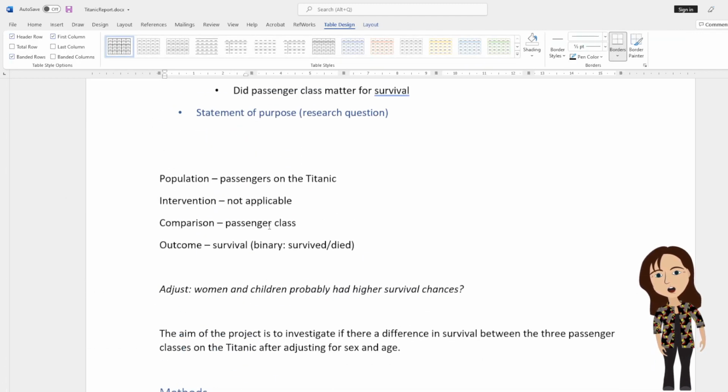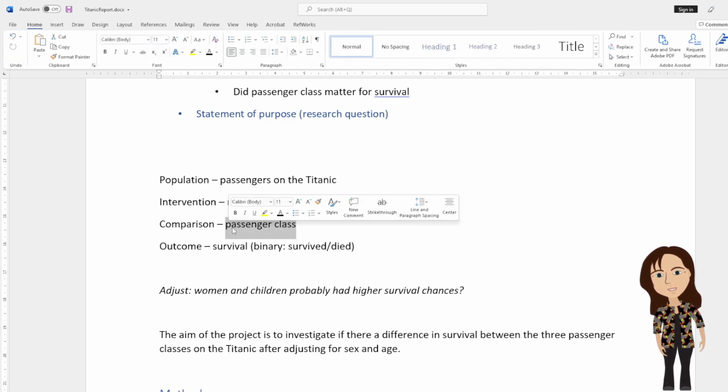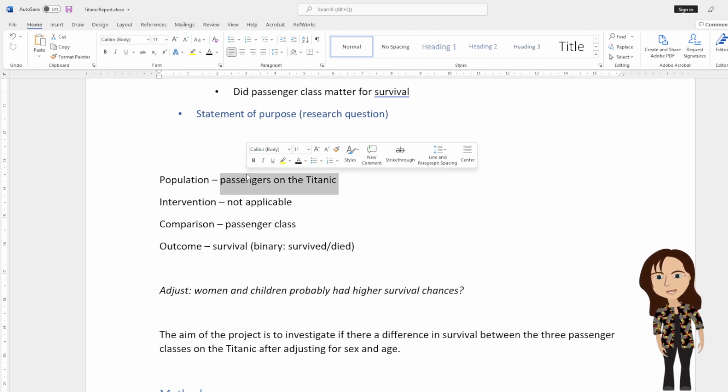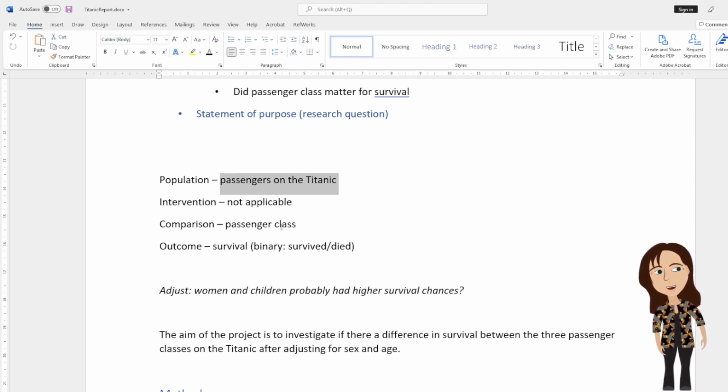So if we look at this here, I'm interested in comparing passenger class, and my whole population is passengers on the Titanic. So I could describe all the passengers together, but if I'm then going to run an analysis comparing passenger classes, I may want to know, is there anything that could confound the results? So let's say that only men travelled first class. If all the first class passengers are men, then we can't tell if the men happened to survive more, which they didn't, spoiler alert, but we wouldn't know if it was due to passenger class or to their sex.